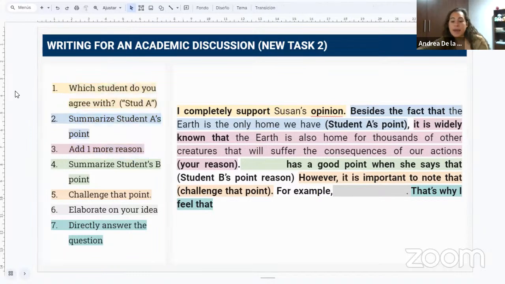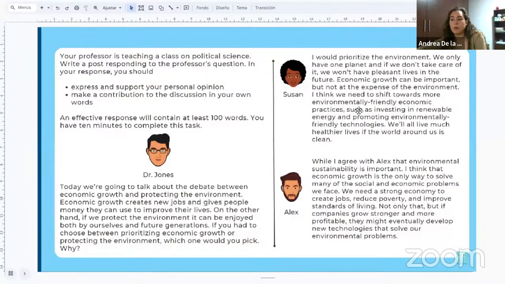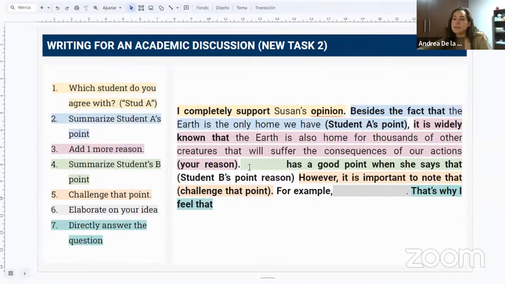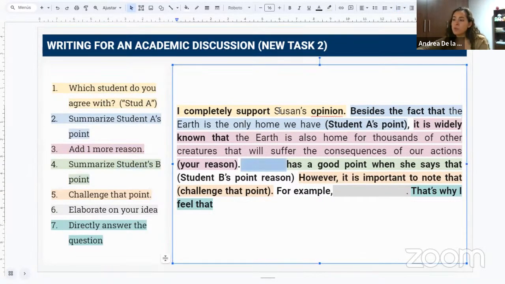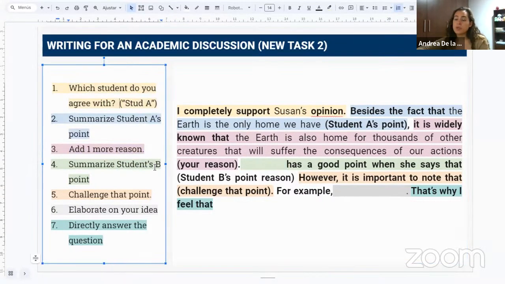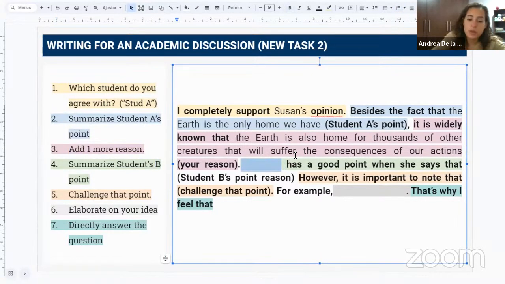It's not just about giving your opinion without thinking about everything that was there. If you guys had these responses, these posts, is because of one reason. It's not because you have to ignore them, but you have to consider them in your response. So what we're going to say in our next step is show that we understood the other student's point as well. So we're going to say, if Susan was our student A, our student B is Alex, right? So we will say, Alex has a good point.